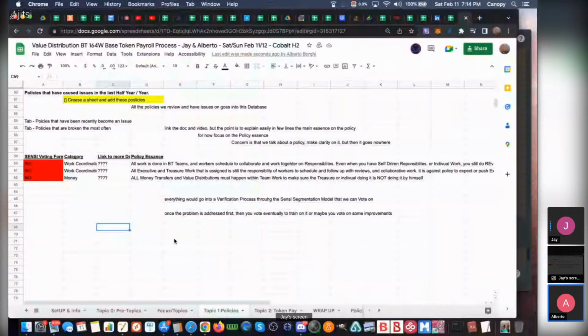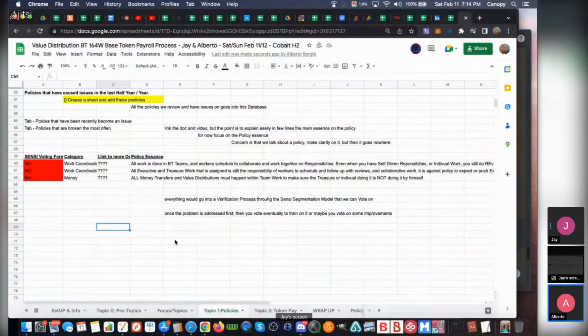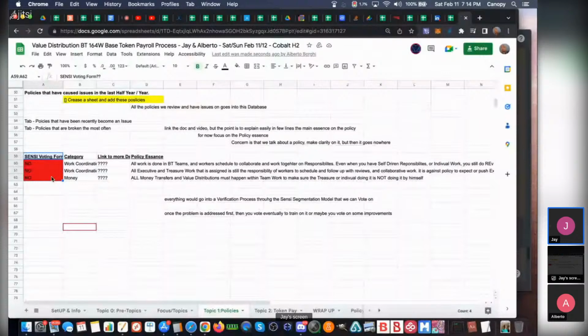So really quickly, before we go to the base token payroll, with the policies database, the end goal is getting it into, verifying it into the Sensei voting form, the segmentation, voting. Yeah. And that's also the education and the value, right?